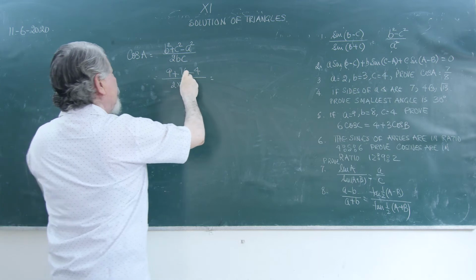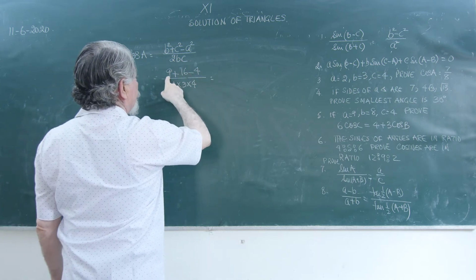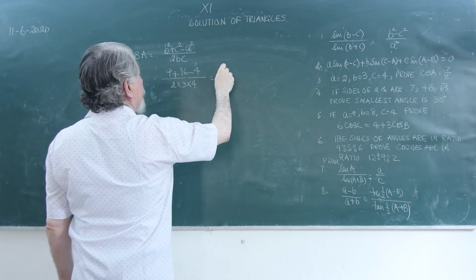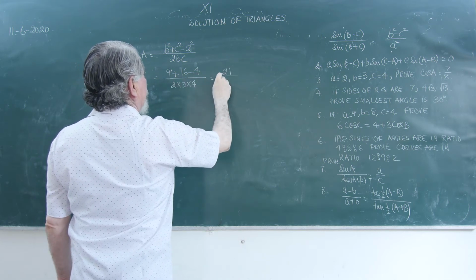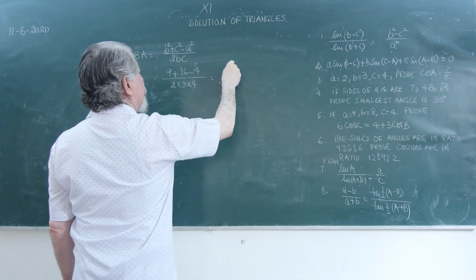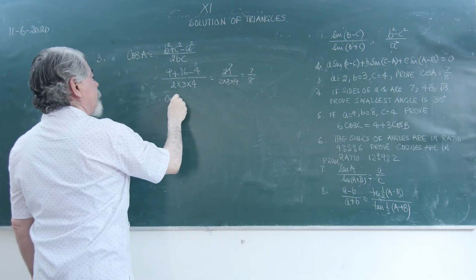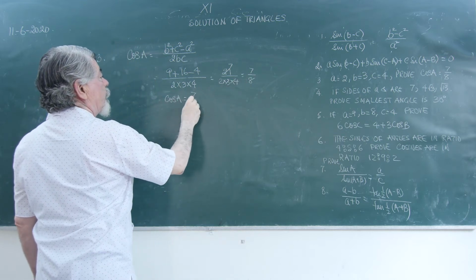What will you get? 9 plus 16, 25. 25 minus 4, 21 it will be. And 2 into 3 into 4. 3 7s are 21, so 7 upon 8. So cos A is equal to 7 upon 8. That is what we had to prove.